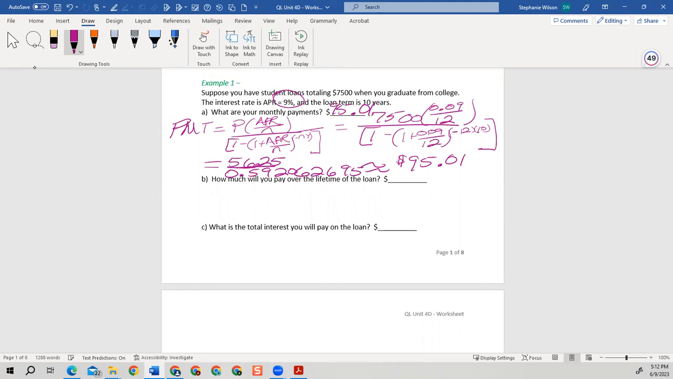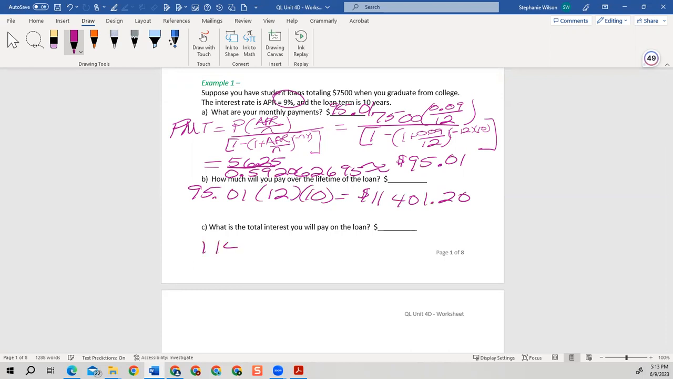Okay, so how much will you pay over the lifetime of the loan? What we're going to do is take that $95.01 and multiply it by 12 months times 10 years. And we're going to pay around $11,401.20.